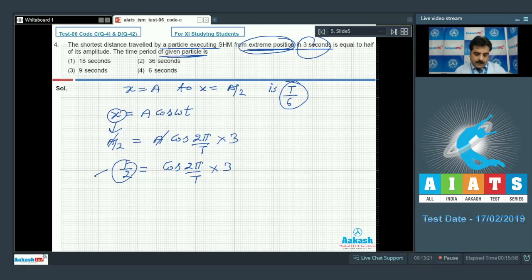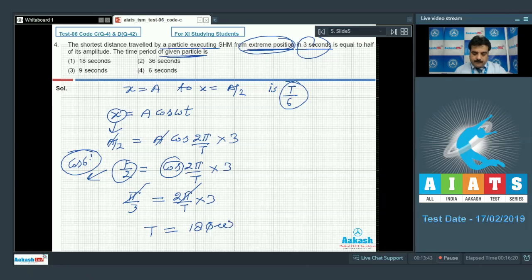But you know, I can write this value as cos 60. Cos 60 means pi by 3. So I will write here pi by 3, so 2 pi upon T into 3. So that will give you, because pi cancels, T is equal to 18 seconds. So this is the time period. So I can say my option number 1 will be the right choice. So let's move on to question number 5.